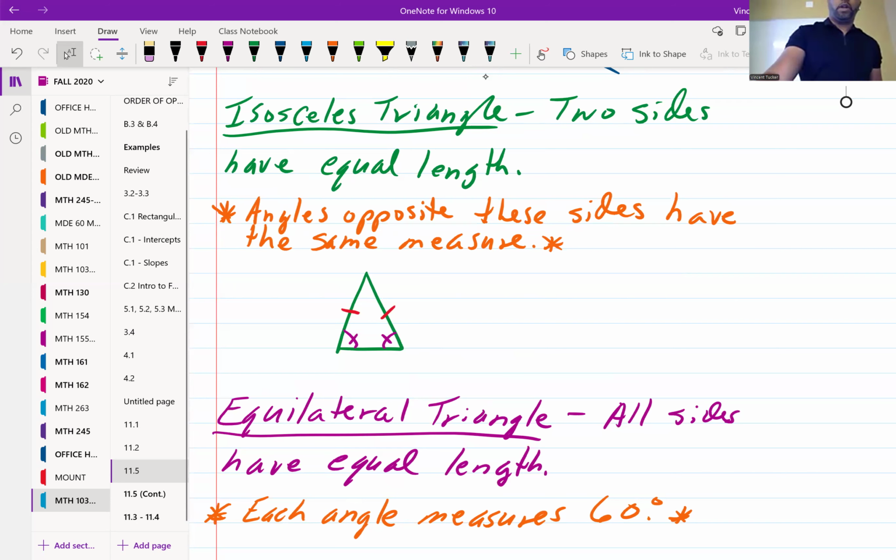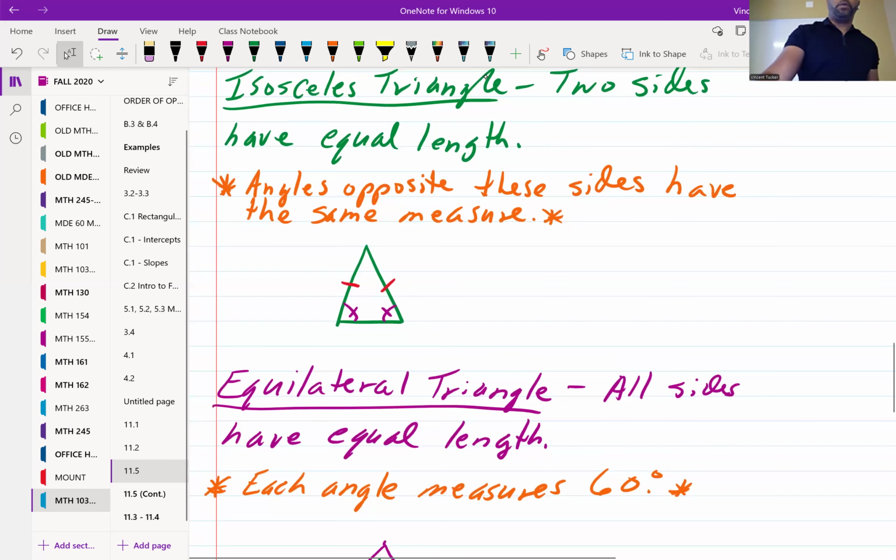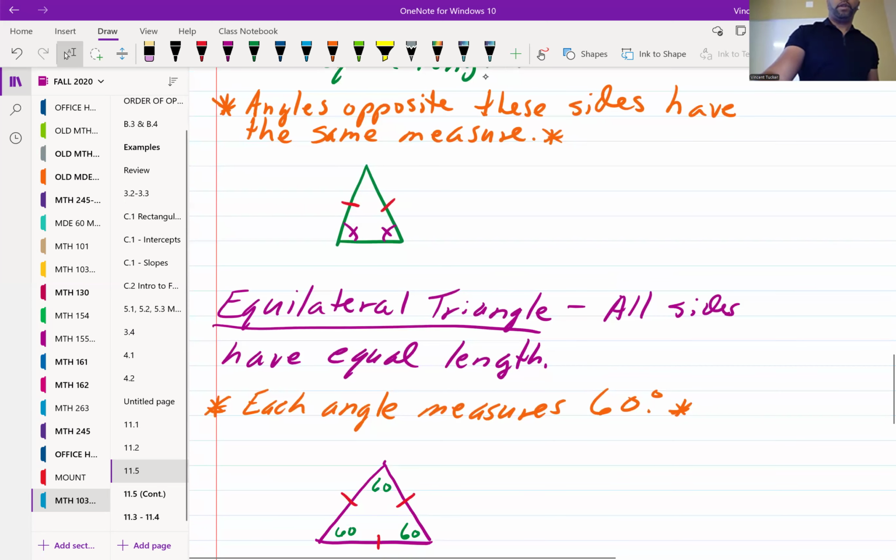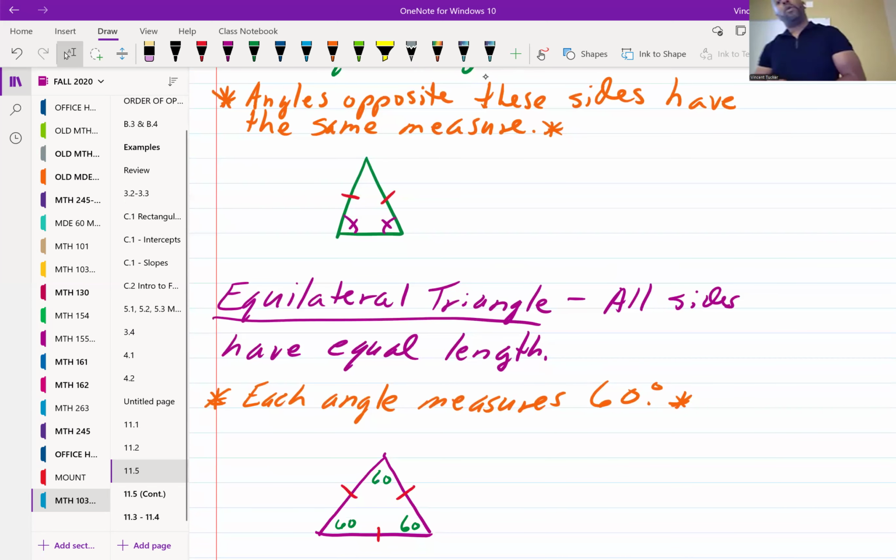All right, so equilateral triangle, all sides are equal. That means all angle measures are equal, which also means, since you know it's 180 degrees when you add up each angle in a triangle, dividing by 3 will give you 60. So all of them are going to be equal to 60 degrees.